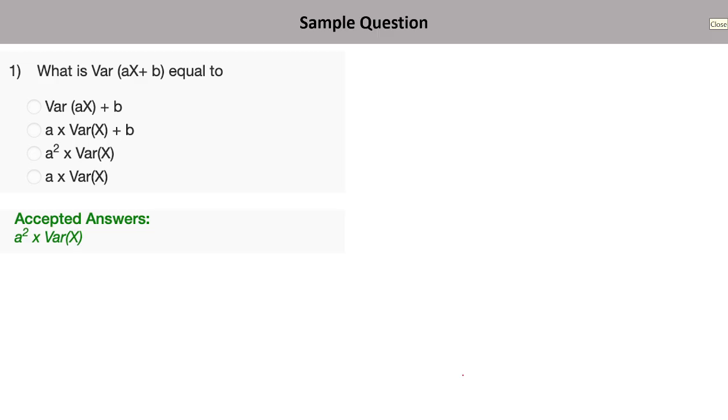Okay. So according to this question, our answer will be that variance of ax plus b will be a squared into variance of x, which is option C. I hope this question was clear. Let's move on to our next question. Calculate the value of variance in an experiment of a single dice.